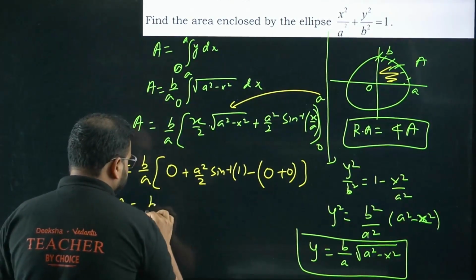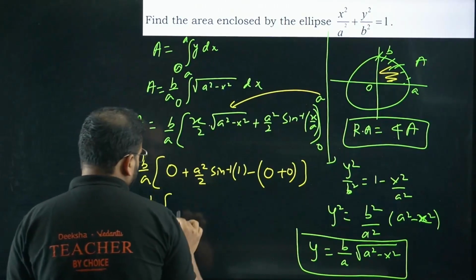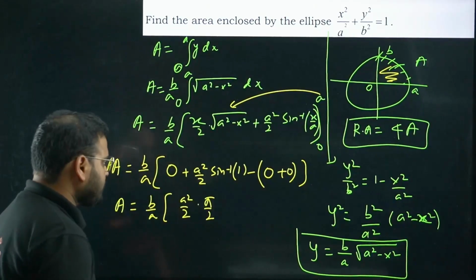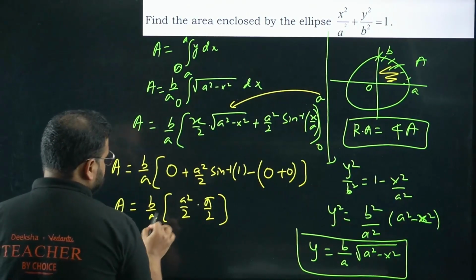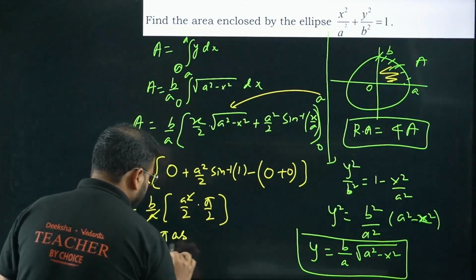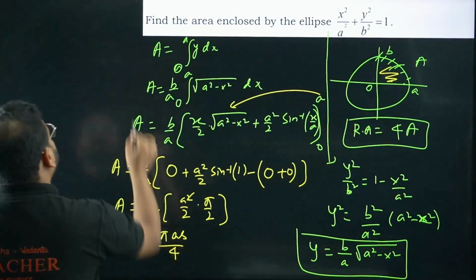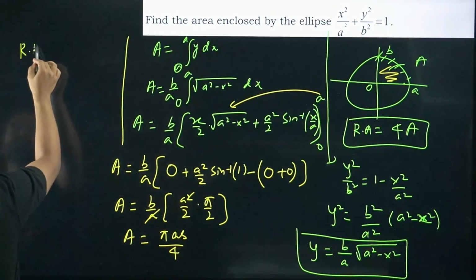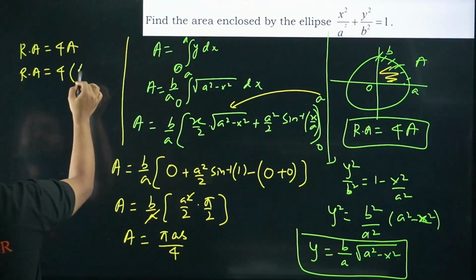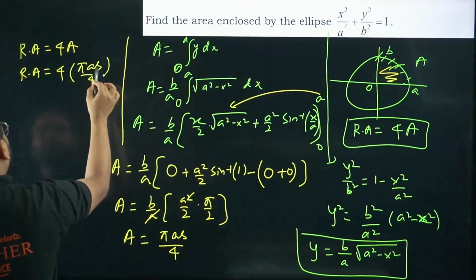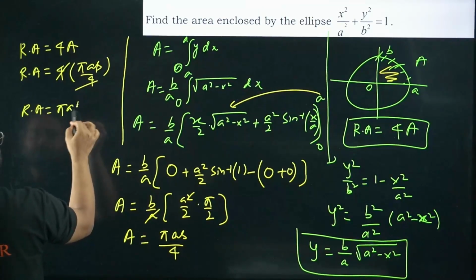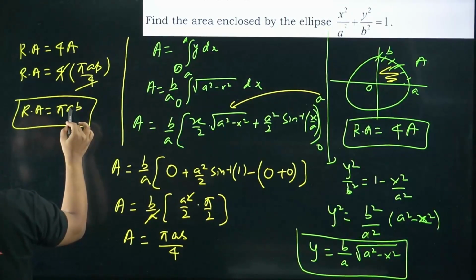So a will become b by a times a square by 2 times pi by 2. Okay, so I get it now. This has a and a cancelled. It's going to be a equals pi ab by 4. So my required area is nothing but 4a. Hence required area is nothing but 4 times pi ab by 4. So it will become pi ab. That's your final answer.